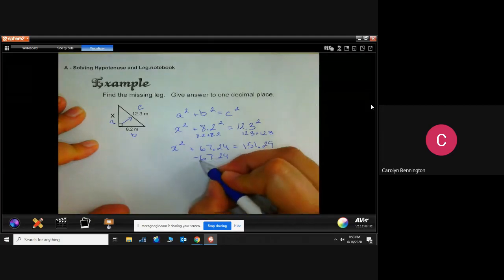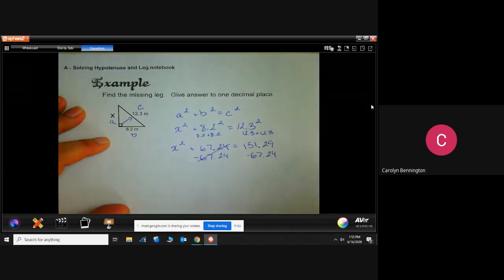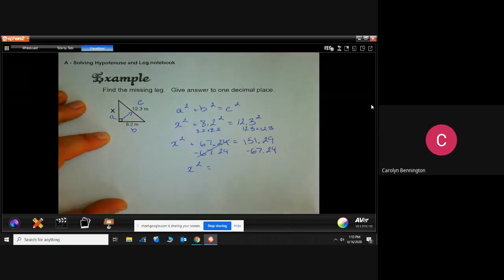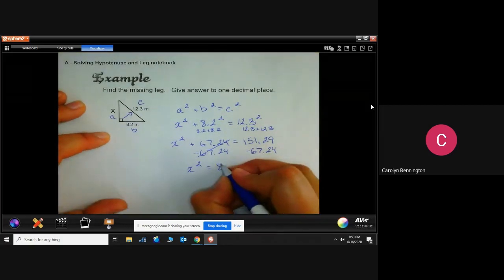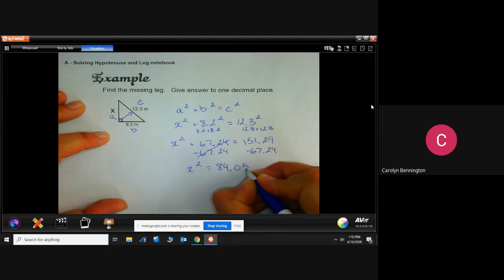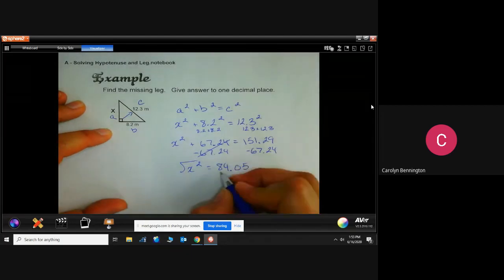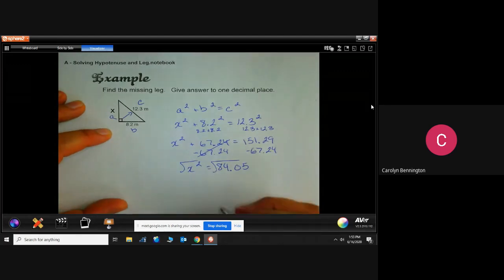So our 67.24 will add to 0, so we don't need that. So we'll end up with x squared equals 84.05. We're going to square root both sides. So our x equals 9.16. Again, the 6 will round that 1 up to a 2. So x equals 9.2 meters.